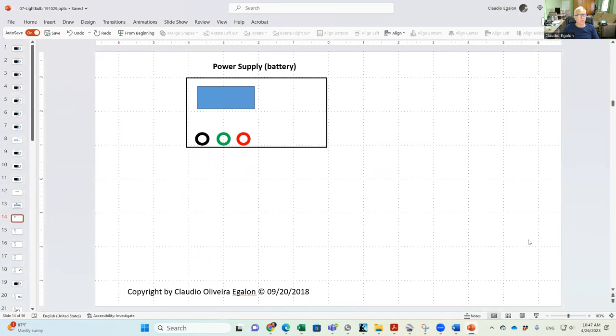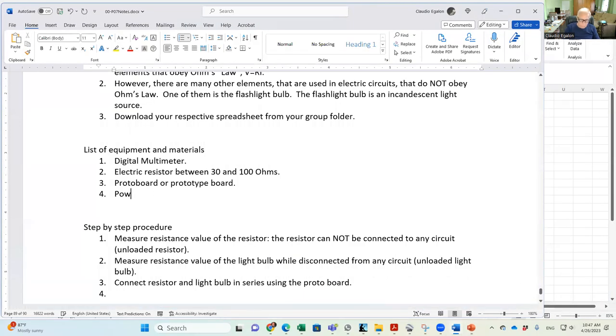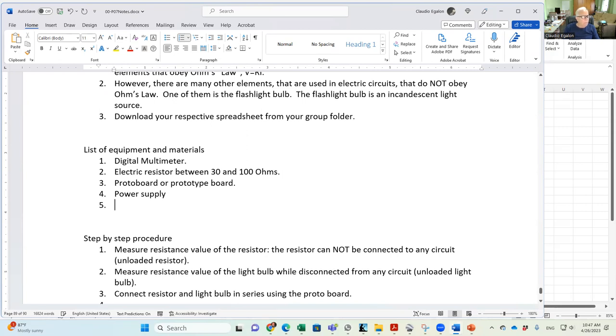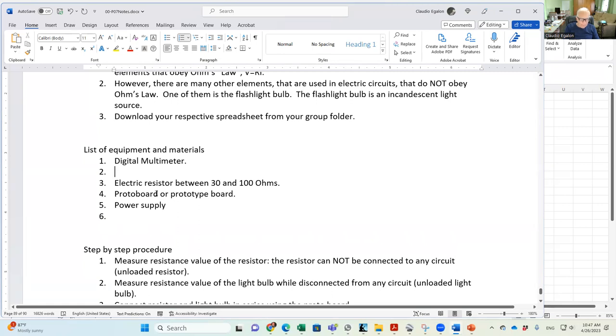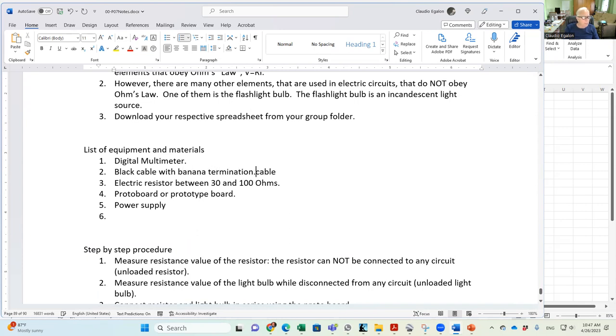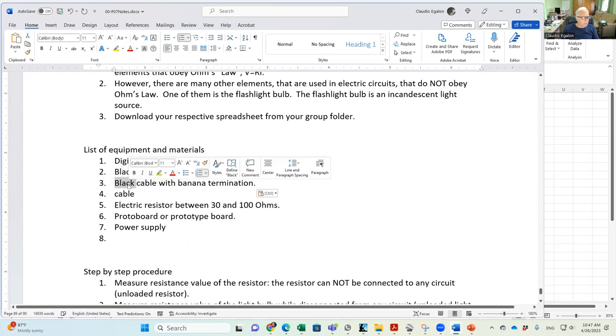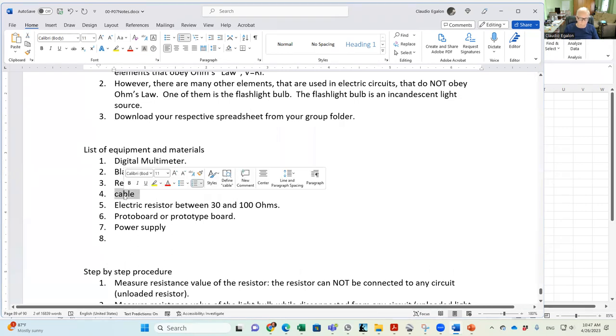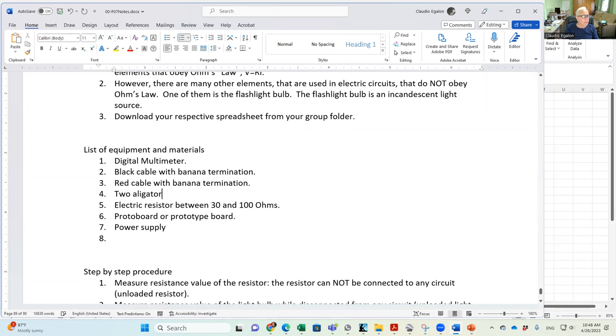Next, power supply. If I need a power supply, and by the way, before you measure the resistor, right? You need the banana cable: black cable with banana termination, red cable with banana termination. Two alligator clips, to clamp the end of the resistor. Power supply.